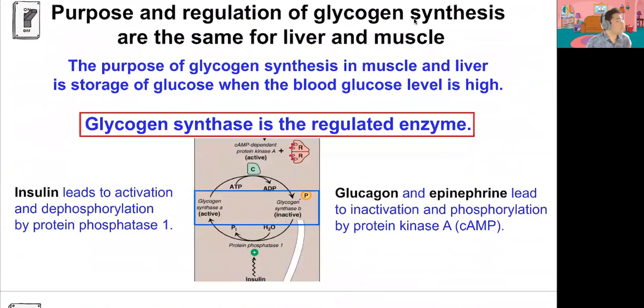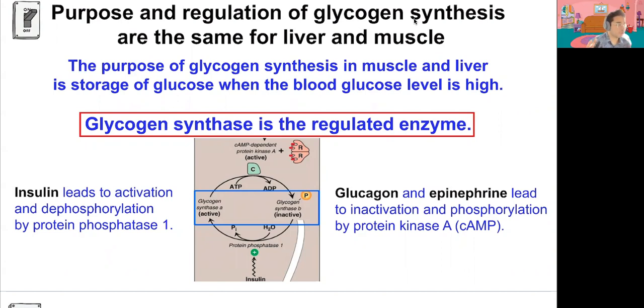Okay. Purpose and regulation of glycogen synthesis are the same for liver versus muscle, but what we ultimately end up doing is, glycogen synthase is a regulated enzyme, right? Your insulin, what is it going to do? It's going to lead to activation and dephosphorylates, protein phosphatase 1. So basically a portion of your glycogen synthase just says, hey, I think I should start storing all this excess glucose floating around. Versus your glucagon and epinephrine, right?